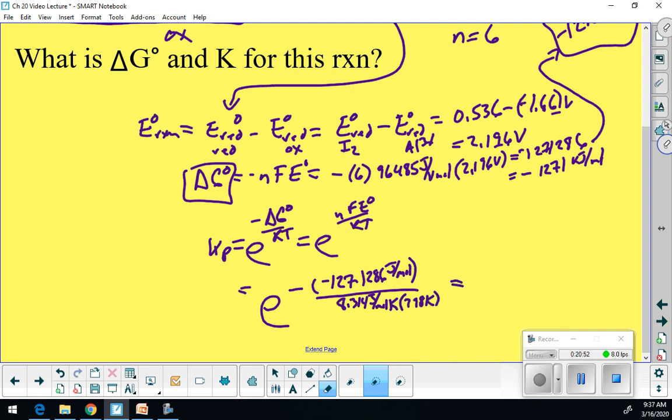And we're going to get a really big number here, aren't we? 1271286 divided by 8.314 divided by 298. And that gives me e to the 513th. And I can't solve that, but we know that is a gigantic Kp.